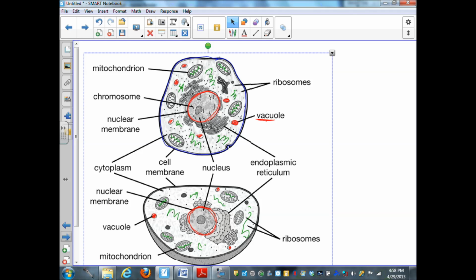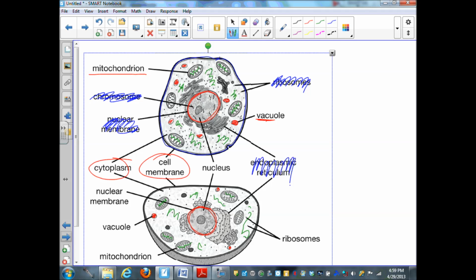On the sheet that I gave you, and if you don't have it and you're just looking at this, there's a couple of things mentioned on here that you don't need to know. You don't worry about the ribosomes. That's something you'll study later. You also don't need to know the endoplasmic reticulum, and you also don't need to know the chromosomes. You're going to learn more about that later. And you really don't need to worry about the membrane that surrounds the nucleus. So you just have the ones we're focusing on: the mitochondria, the vacuole, the cytoplasm, the cell membrane, and the nucleus. That's what you need to concern yourself with.